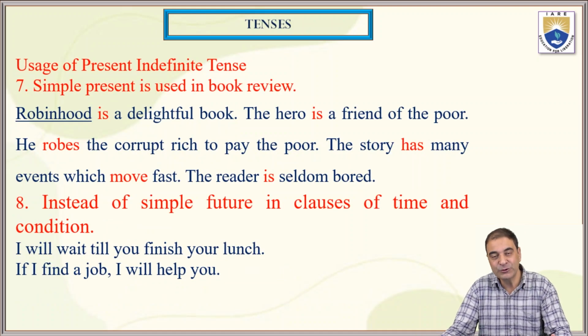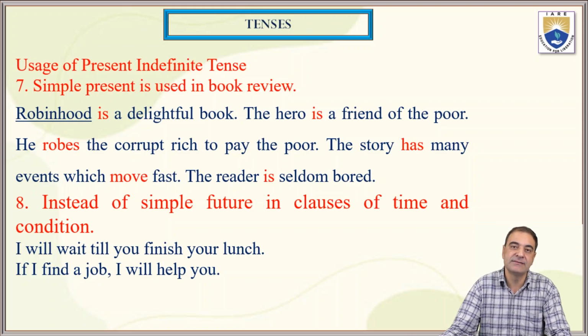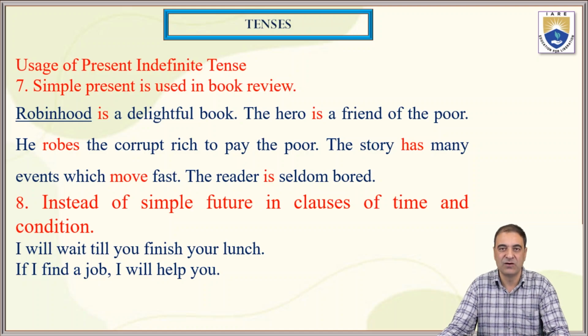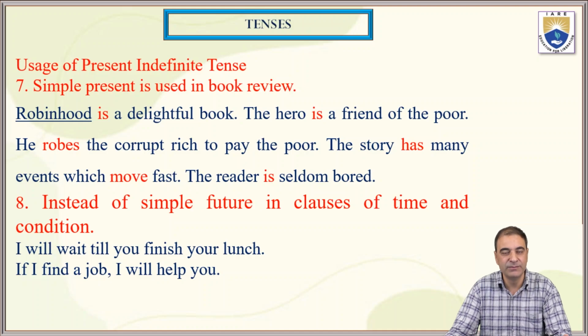And one more thing, the most important one, we use this simple present tense to write book reviews. For example, here we have a book, Robin Hood. Robin Hood is a delightful book. The hero is a friend of the poor. He robs the corrupt rich to pay the poor. The story has many events which move fast. The reader is seldom bored. If you look here, we have the verb is, be form of present form. Then again we have is, then we have robs, then we have has and move. And again is. These are all present forms of verbs. And here I'm talking about a Robin Hood book.